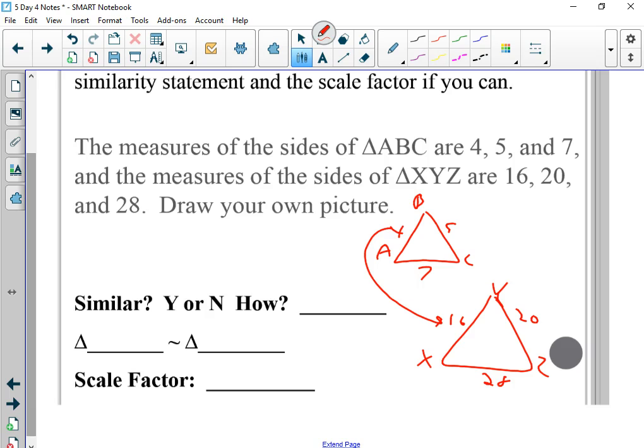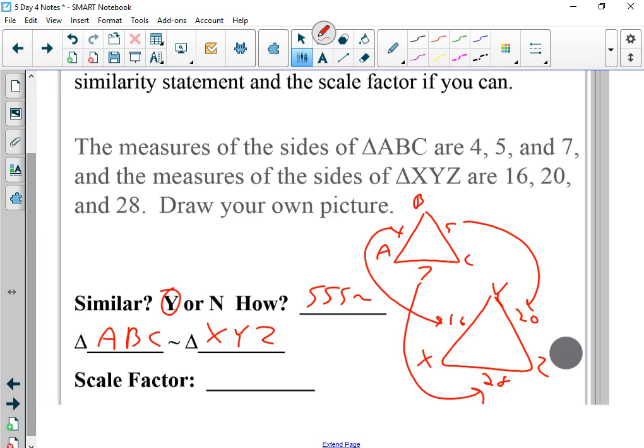4 times 4 is 16. 5 times 4 is 20. 7 times 4 is 28. So we do have similar triangles by SSS similarity postulate. And then we just say ABC, XYZ. And what's the scale factor? Like I said, it's either 1 to 4 or 4 to 1, depending on if you're going big to small or small to big.